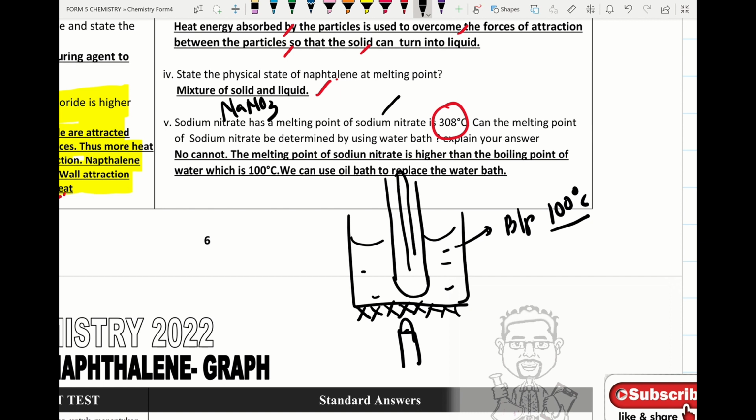So I put here a thermometer, and we put here sodium nitrate, NaNO3. The suitable bath will be oil bath. All right, so can we determine the melting point of sodium nitrate by using a water bath? The answer, no, cannot. Why? Because the melting point of sodium nitrate is higher, which is 308 degrees Celsius, higher than the boiling point of water. We can use an oil bath to replace the water bath. All right, so please remember this type of question.